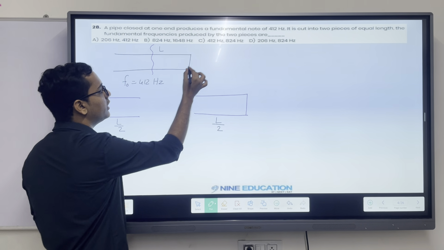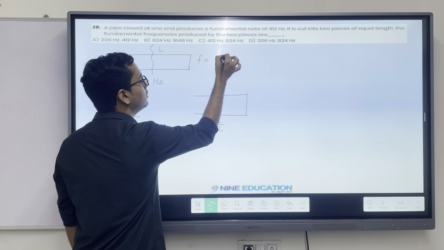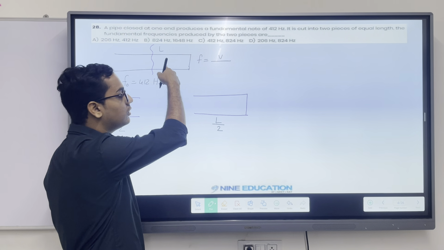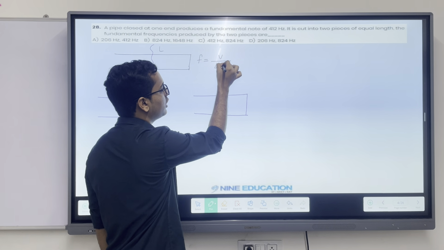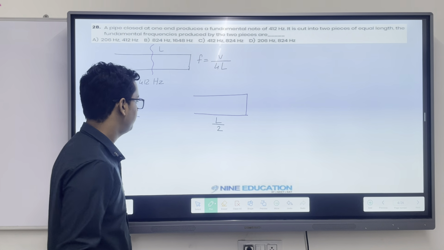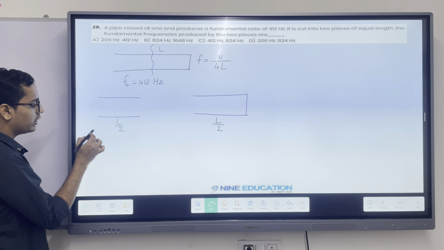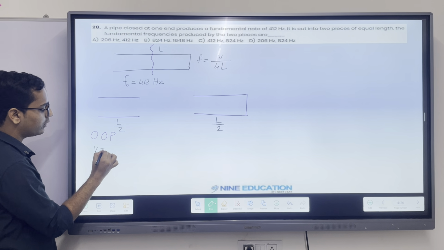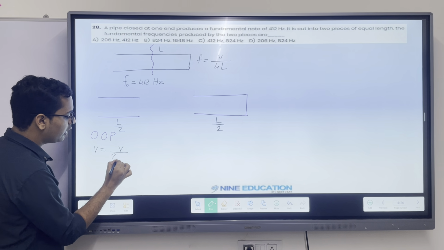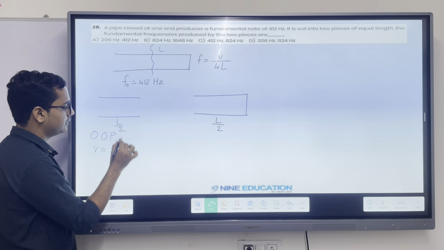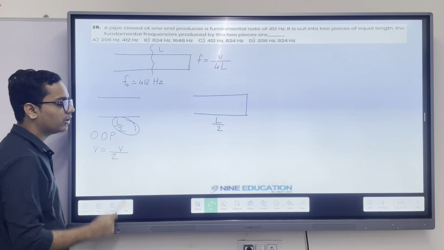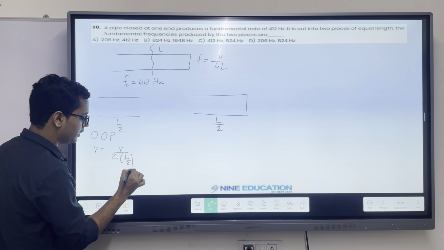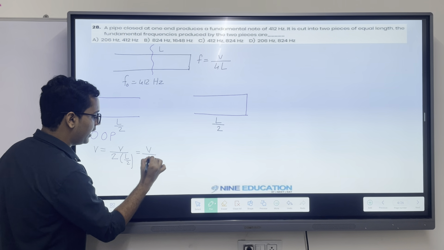And if this is 412, can I write f is equal to v divided by 4L? What is the fundamental frequency formula for the closed organ pipe? For closed organ pipe, it is v by 4L. Now this is an open organ pipe. What is the fundamental frequency for open organ pipe? v divided by 2 into length. What is the length of this open organ pipe? L by 2. Hence I write down v divided by 2 into L by 2, which is nothing but v by L.